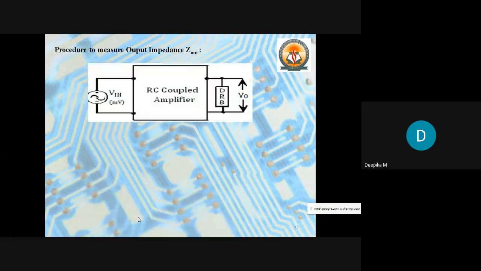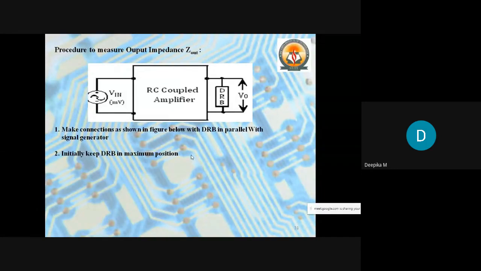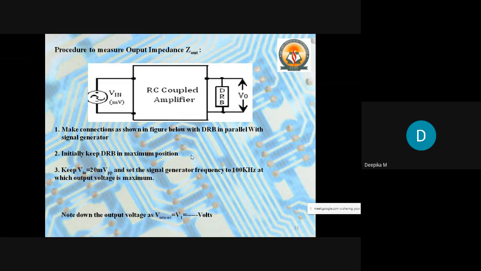So to measure the output impedance Z out, the connections will be something like this. We'll have the input, that is the signal generator, the RC coupled amplifier, and the DRB box. We have to make the connection in this way, and initially keep the DRB at the maximum position, that is the maximum resistance value. Keeping V in at 20 milli VPP, we set the signal generator frequency to 100 kilohertz, at which the output voltage is maximum.